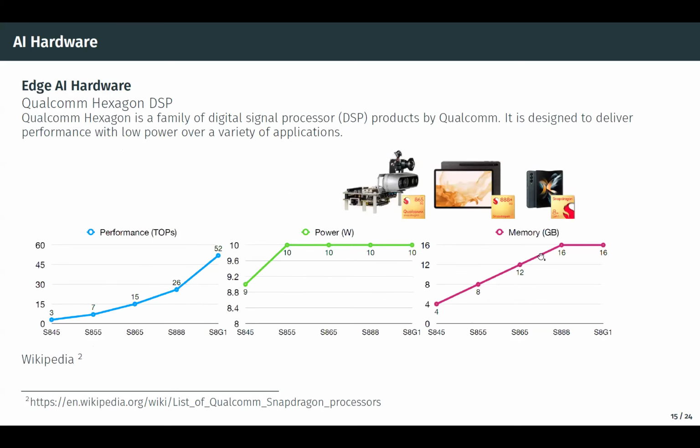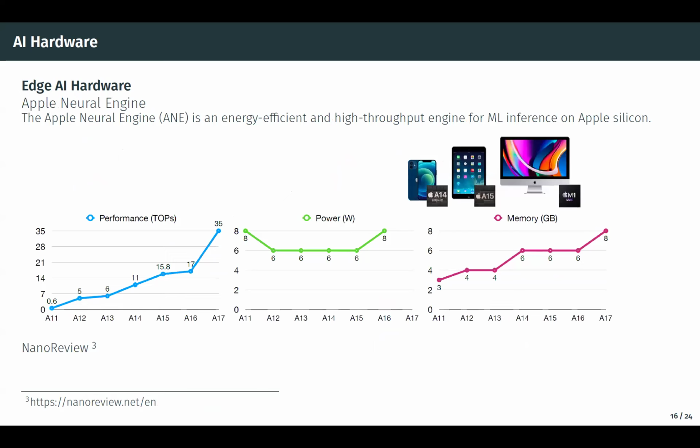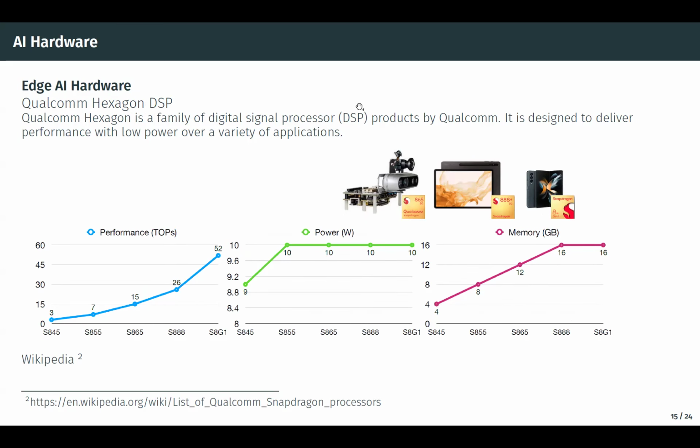Then we have the edge hardware, and one piece of edge hardware is the Qualcomm Hexagon DSP. This is generally used in tablets and mobile phones. The performance is not comparable to the big GPUs, but it is pretty power efficient. It takes 10 watts, and the memory is also constrained to 16 GB. The third thing we are talking about is the Apple Neural Engine, which is used in iPads, iPhones, and different devices. It is also sort of comparable to this Qualcomm Hexagon.